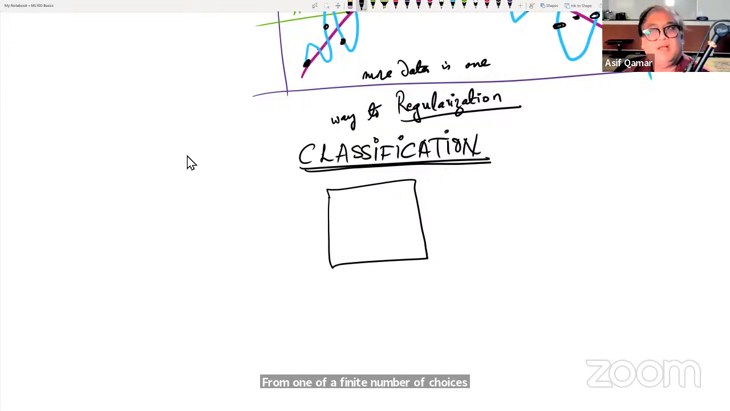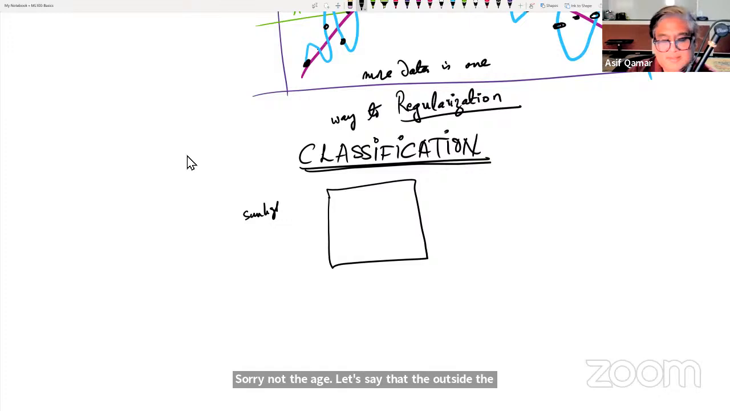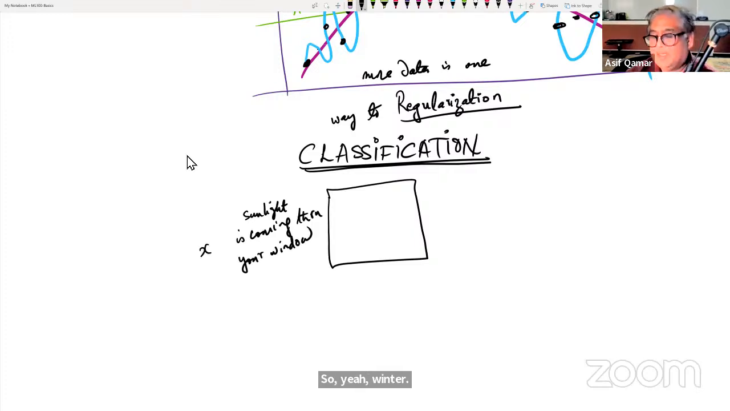So for example, take something very simple. You can give it, let's say, the outside sunlight, how much sunlight is coming through the window. So your window, let's say that is your X. All it has to do is tell you what time of day it is. Is it morning?